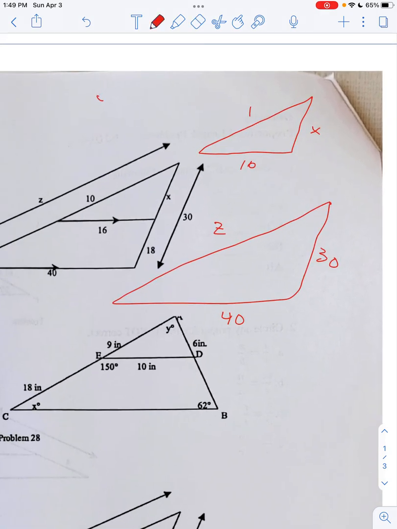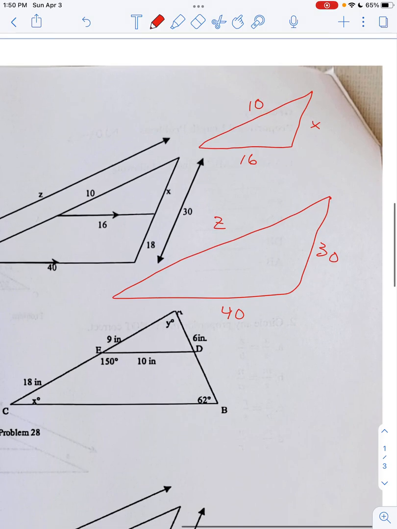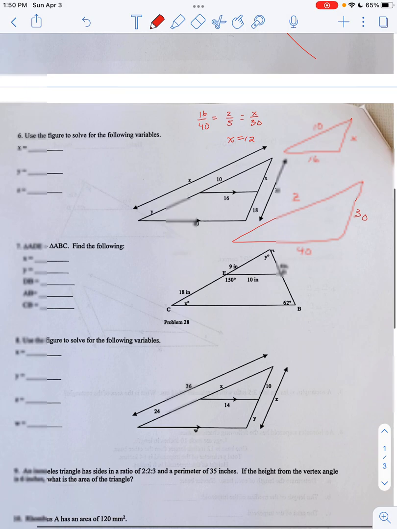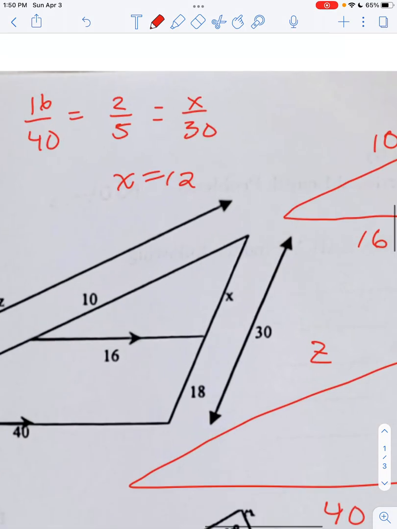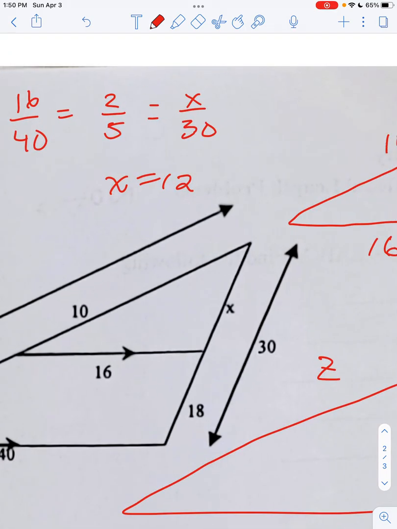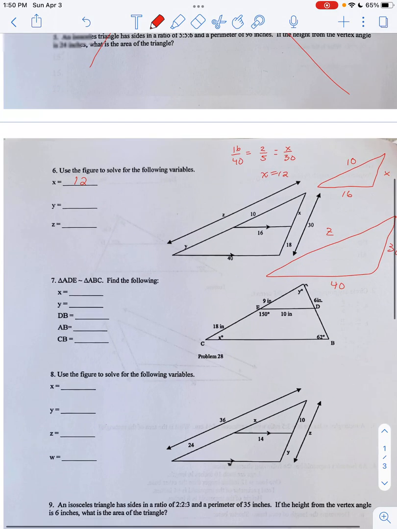I'm going to write this a little neater. That's 10. That's 16. All right, so I can separate proportion, a scale factor of a 16 to 40 ratio, just looking at these bottom sides here. And that reduces to, 8 goes in there twice and 5 times, a 2 to 5 ratio. And then to solve for x, I'll do an x to 30 ratio. So that tells me x should be 12. You can cross multiply and solve, or just know times 6 is how you can continue this proportion.